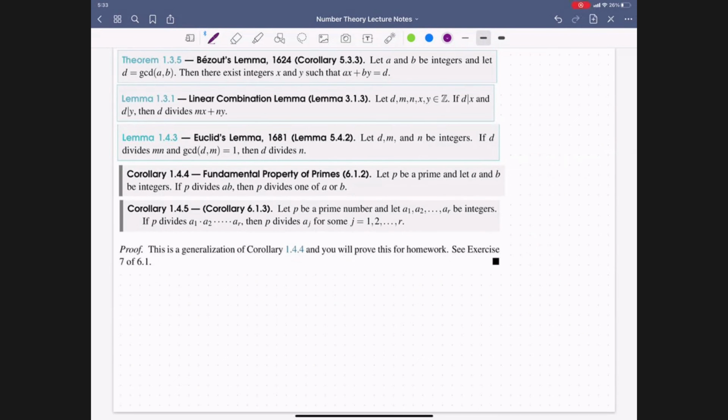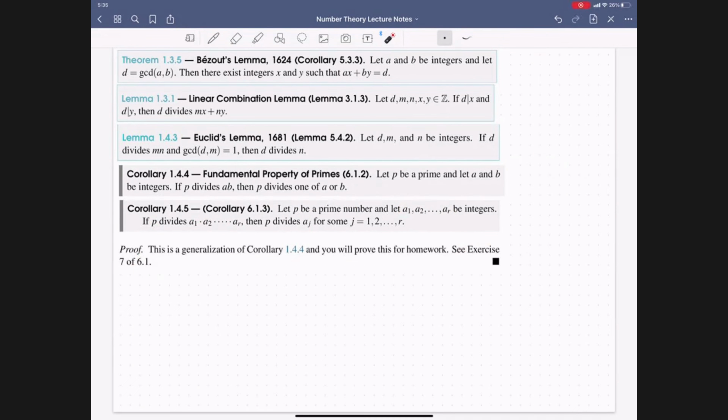So for the homework, you will be generalizing the original Euclid's lemma in this statement, which is corollary 6.13 in the textbook. What it says is, if P is a prime number, and we have A1 through AR integers, such that P divides the product of A1, A2 to AR, then P must divide one of those A sub j's. In the case of the original Euclid's lemma, that's the case when r is equal to 2. And you'll be proving this for homework as part of exercise number 7 in section 6.1.